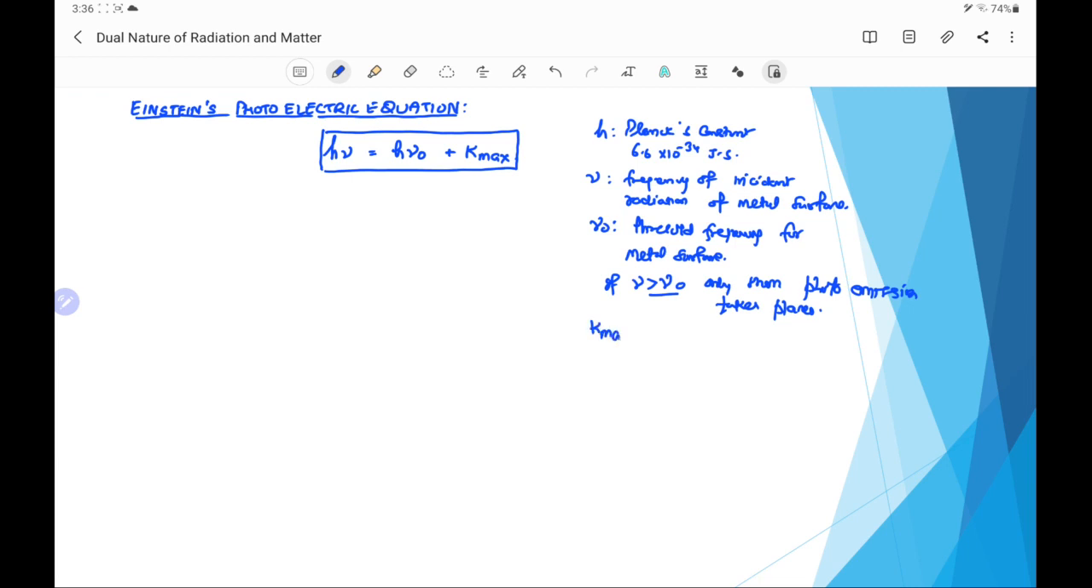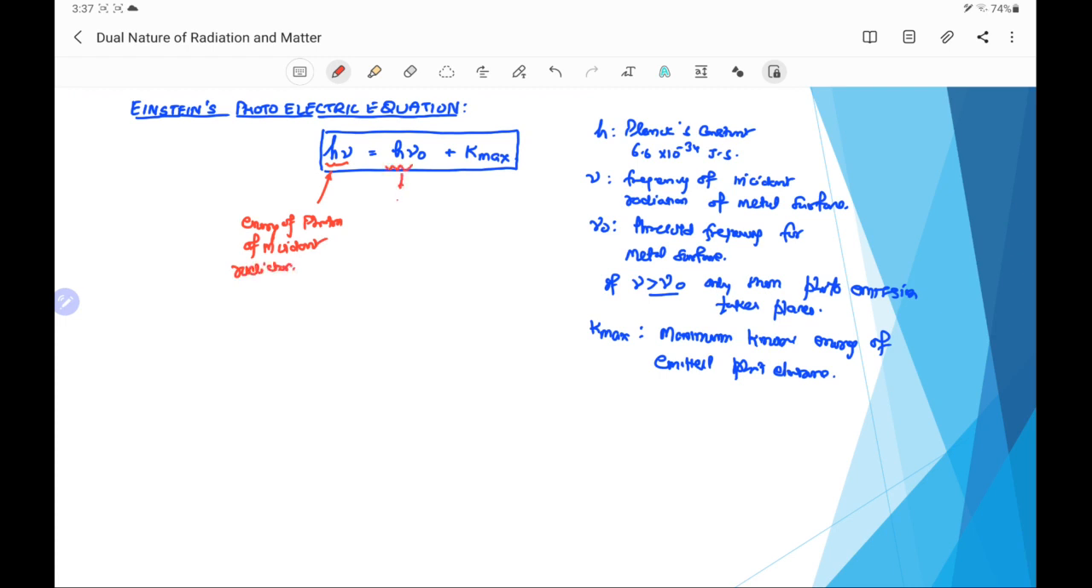And K max is the maximum kinetic energy of emitted photoelectrons. Therefore, we can say that this h nu is the energy of photon of incident radiation. This h nu naught is the phi 0, or we can say it is the work function of metal surface.